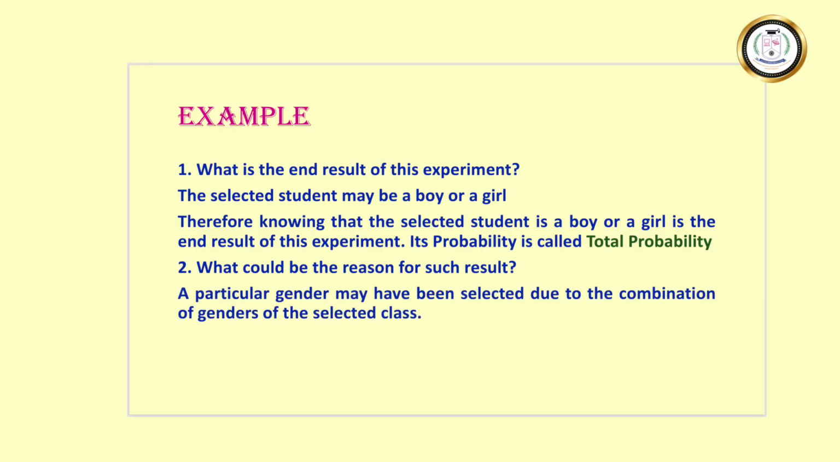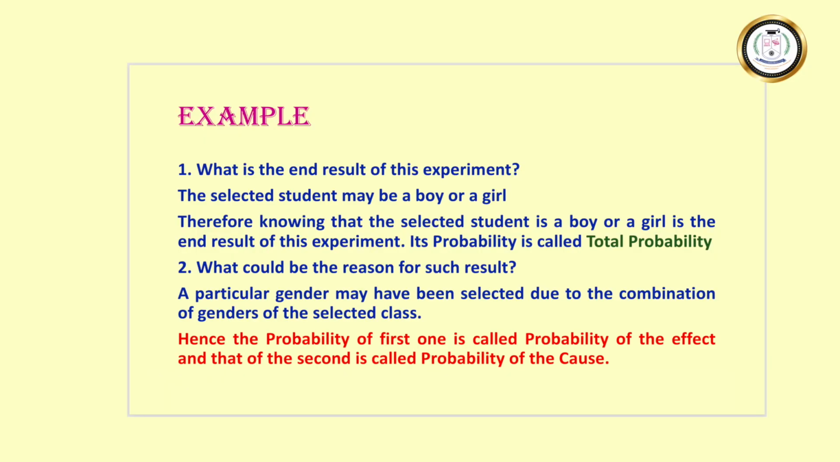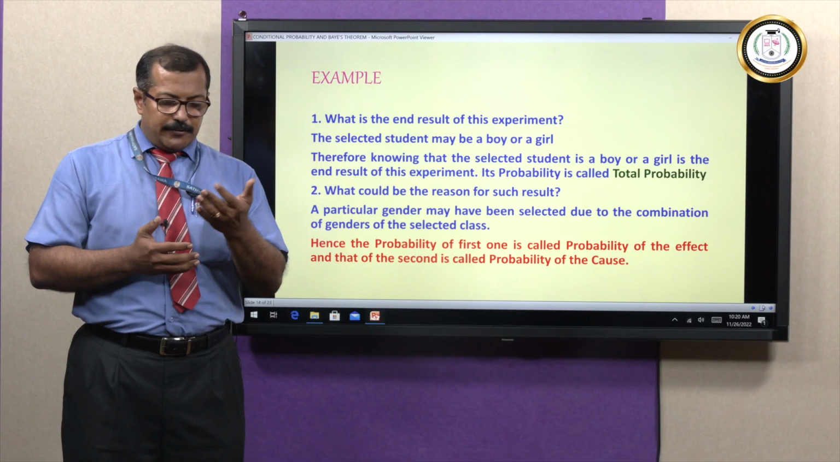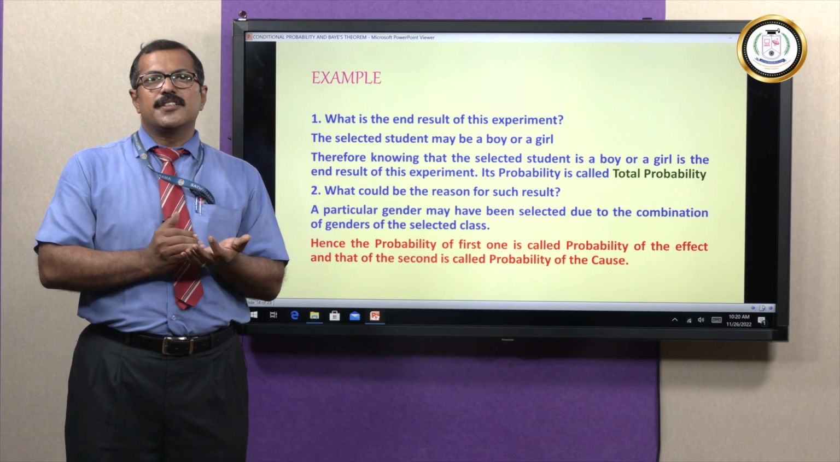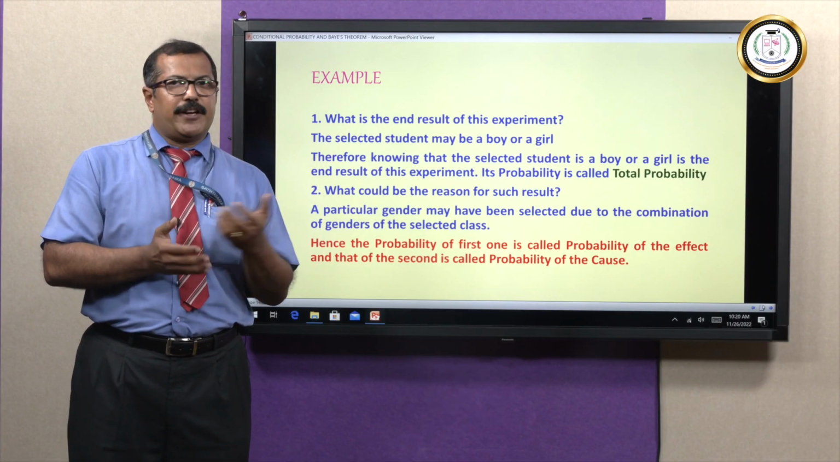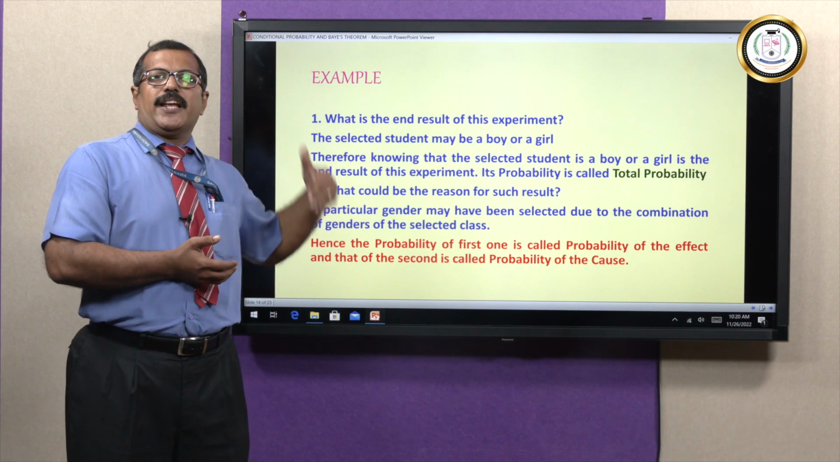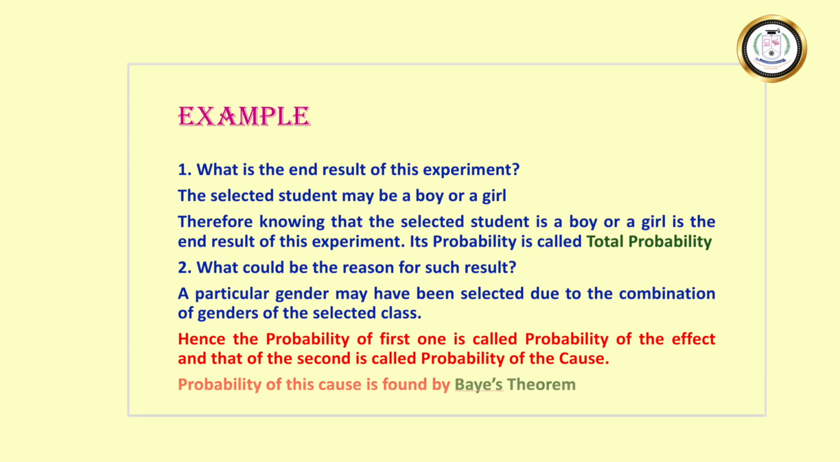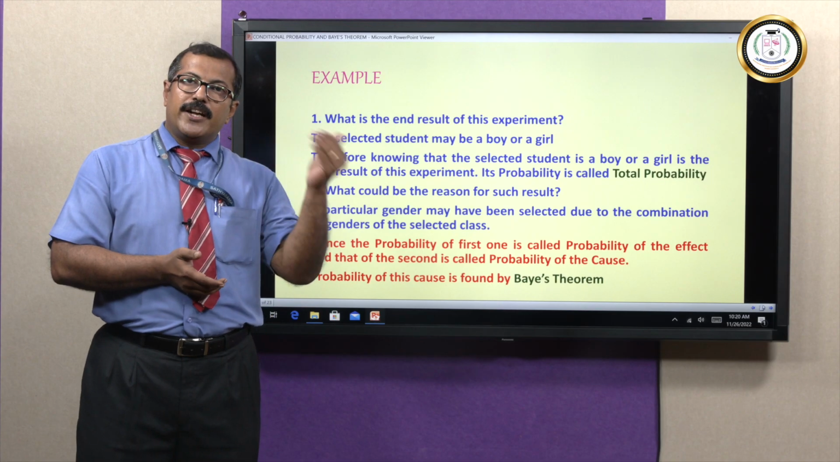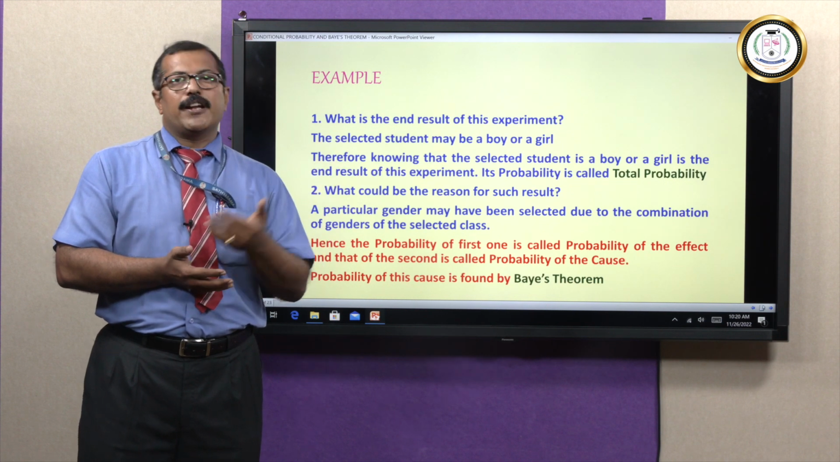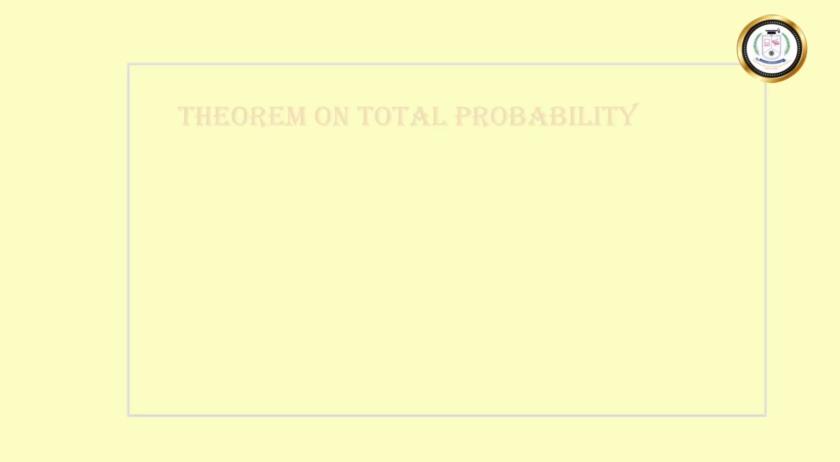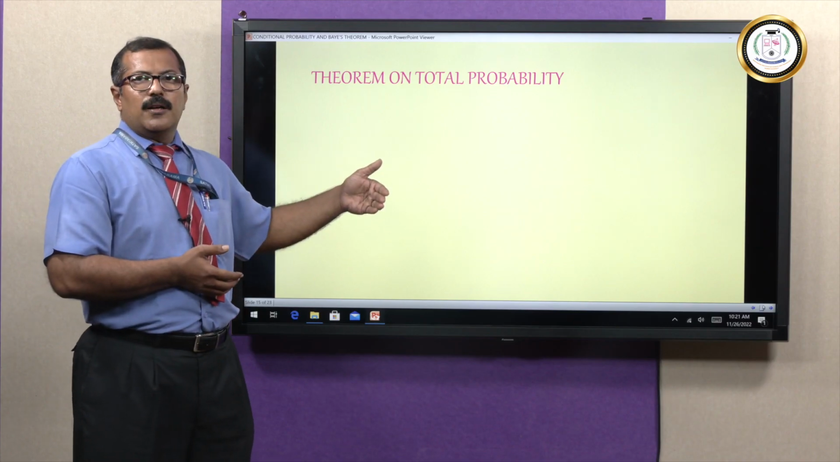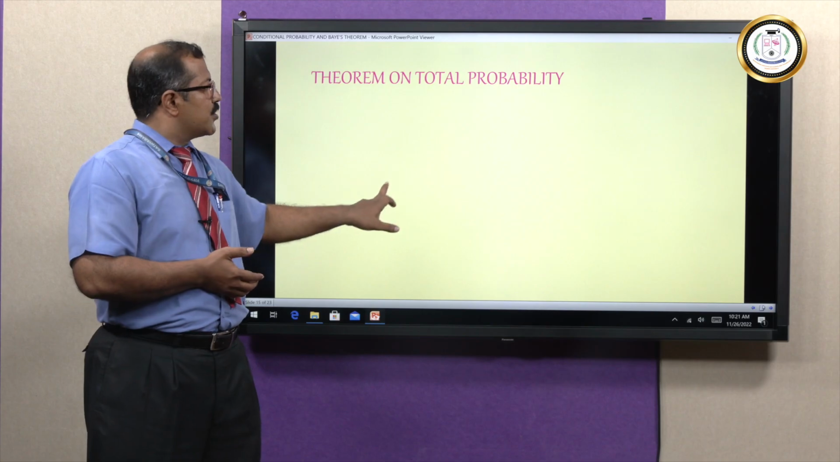The probability of the first one is called the probability of the effect. Whenever we are calculating the probability of the end result, that is the probability of the effect. And the probability of the second one is called the probability of the cause. Probability of cause is found by Bayes' theorem, and probability of the end result, or probability of the effect, is calculated by the theorem on total probability.